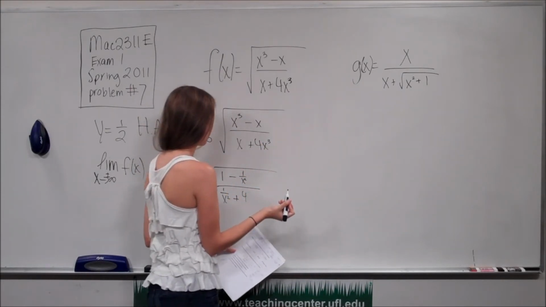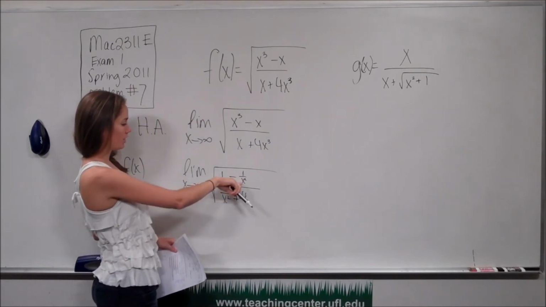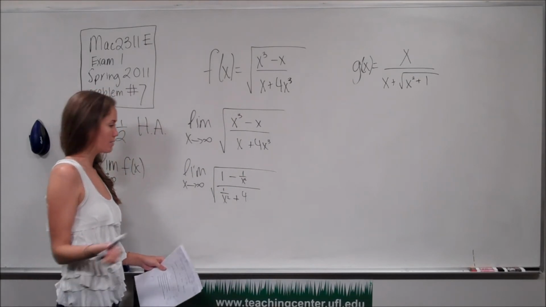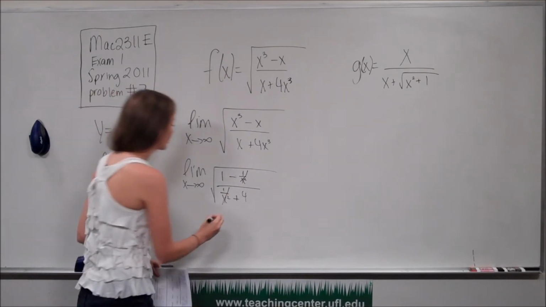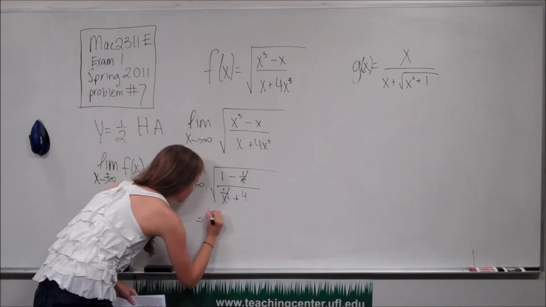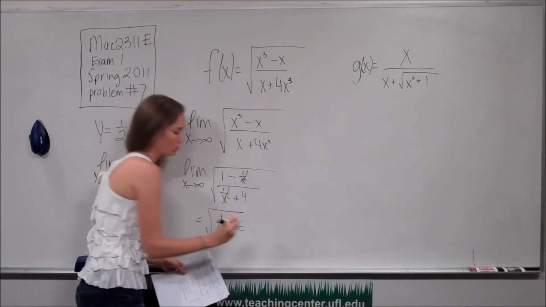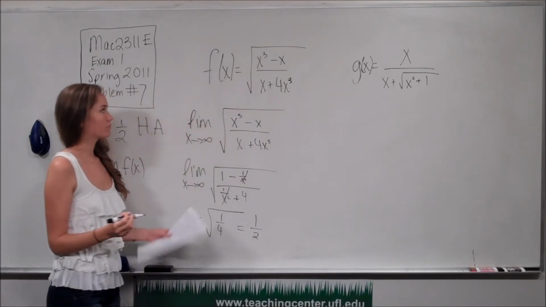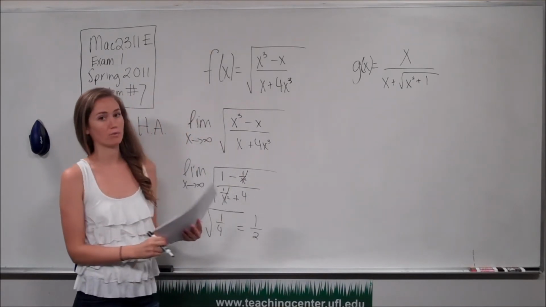Now we can take the limit as x approaches infinity, because if we plug in infinity for x, we have 1 over infinity, which we know goes to 0. So this term and this term are both going to go to 0, and we're left with the square root of 1/4. The square root of 1 is 1, and the square root of 4 is 2, so we're left with 1/2. So the horizontal asymptote for f of x is y equals 1/2.